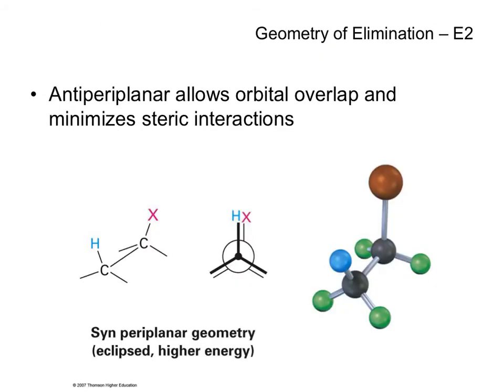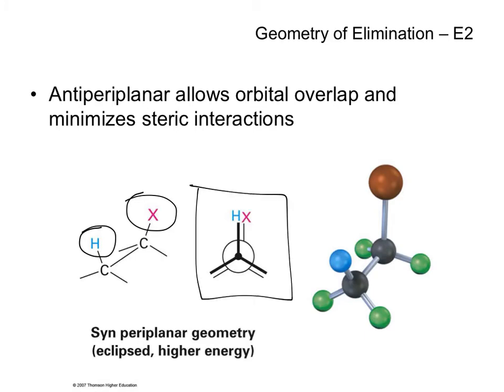Now one might ask, well, what's wrong with when it is syn? Realize, if it is syn, that means both the H and the X are pointing in the same direction. This is what your Newman will look like. This is what your Fischer will look like. Notice how close they are. They're eclipsing. So now, since they're eclipsing, they will have steric interactions. So if the base comes in from here, in your transition state, lots of bulk is on one face of the molecule.